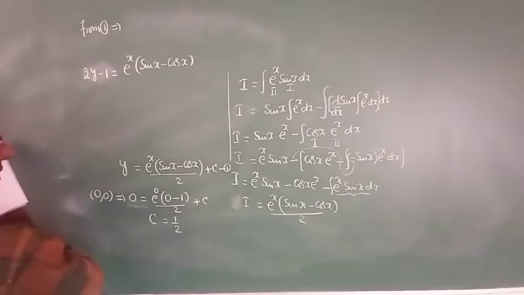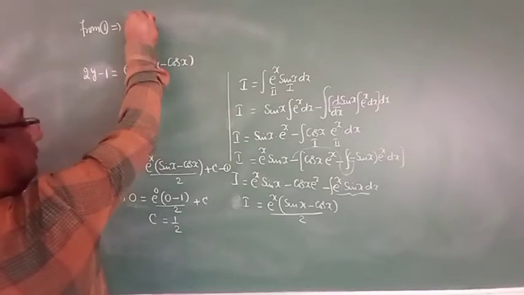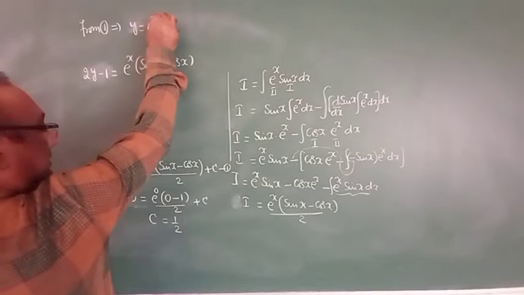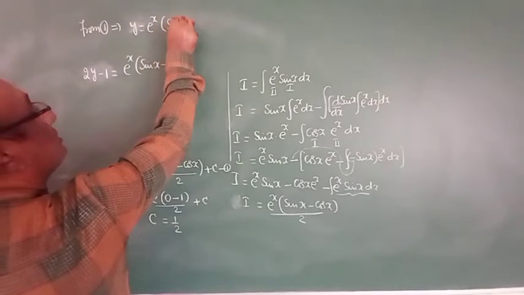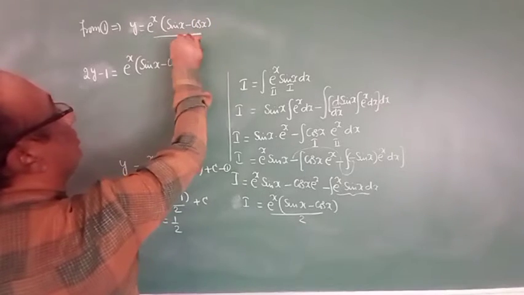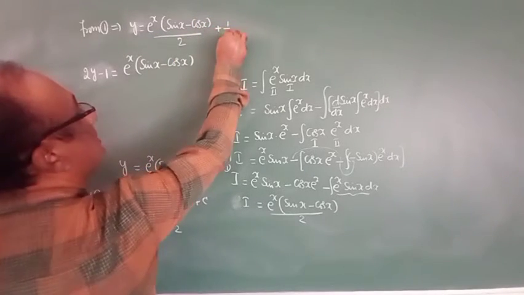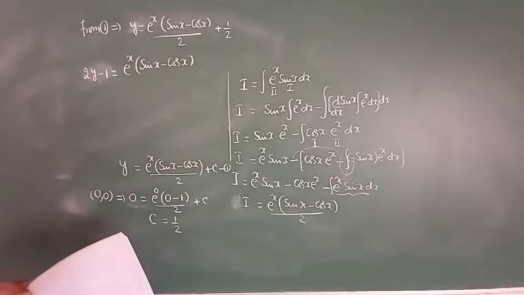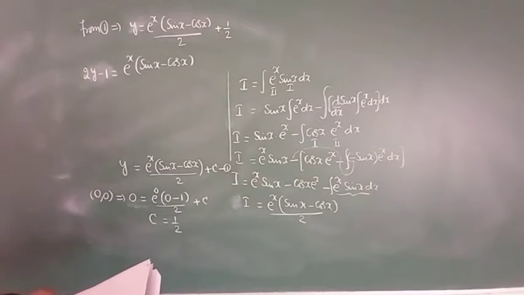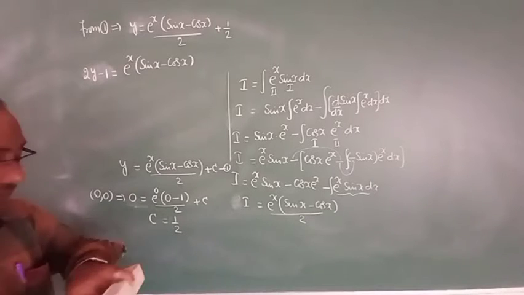From 1, everyone see, e power of x y is equal to e power of x sin x minus cos x upon 2. C value also 1 by 2. Take LCM and simplify. Plus 1 also bring on the left hand side. We get the required answer. That is the same textbook answer.